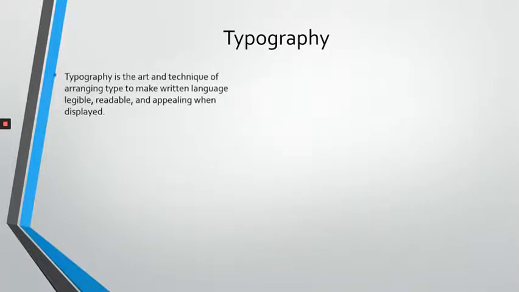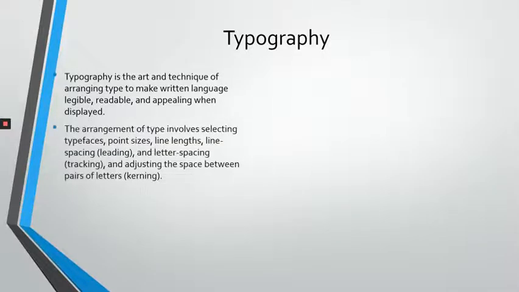Typography is the art and technique of arranging type to make the written language legible, readable, and appealing when displayed. The arrangement of type involves selecting typefaces, point sizes, line lengths, and other things like line spacing called leading, letter spacing called tracking, adjusting the space between pairs of letters called kerning. Don't worry, there's no test on this. You guys will be fine with that.